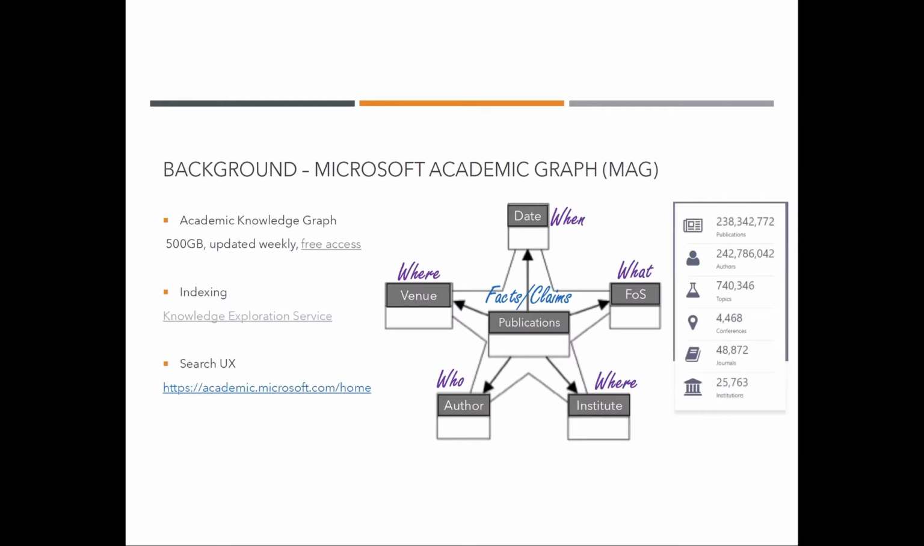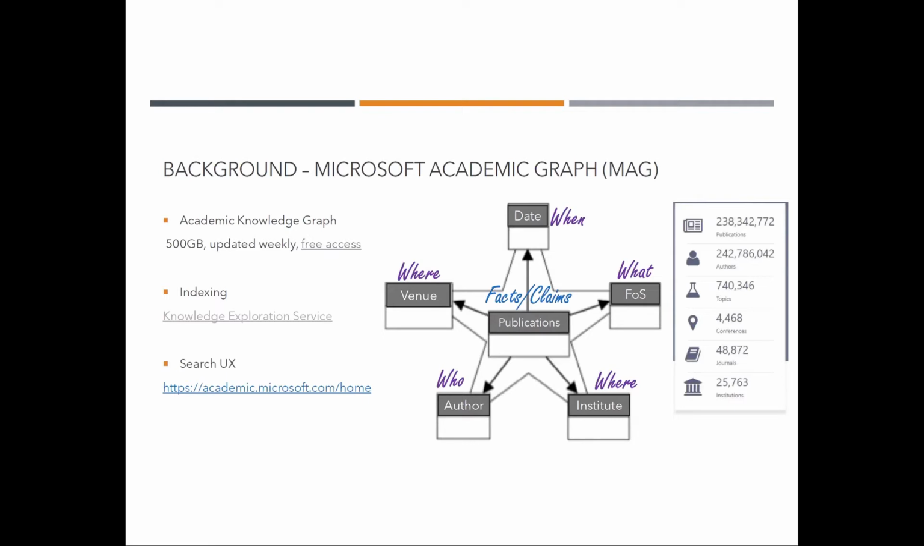So here is some background about the Microsoft Academic Project. We are the Microsoft Academic team within Microsoft Research Redmond. And we started this project in 2014. Our main deliverables are three parts. The first part is an academic domain specific knowledge graph. We call it MAG, Microsoft Academic Graph.